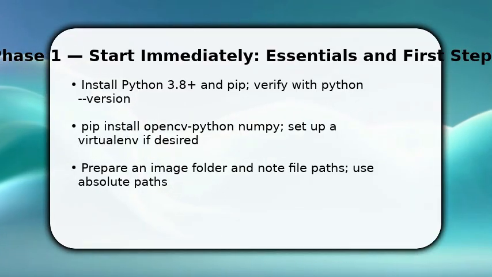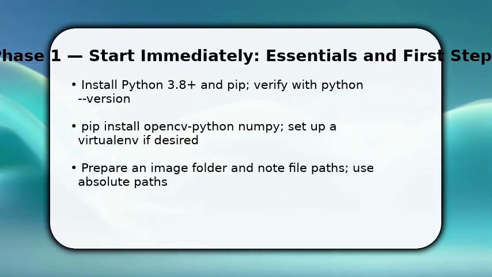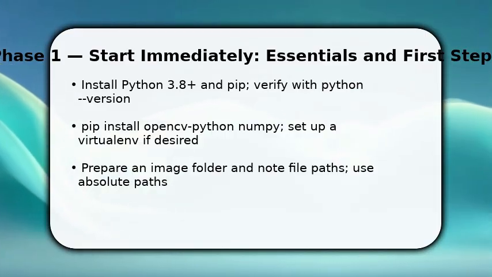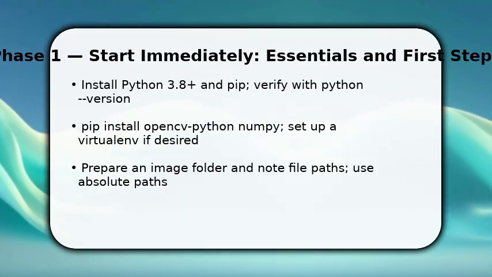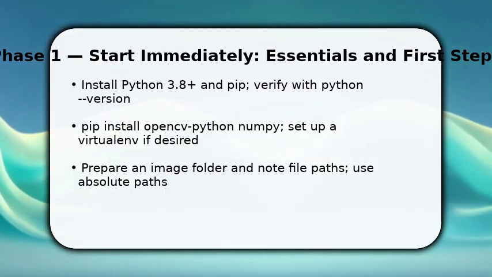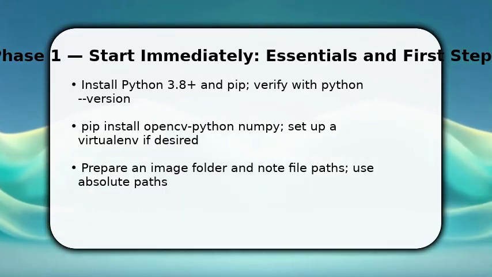Next, place sample images in a known folder and note absolute paths, because relative paths can break when running from editors. Finally, open a lightweight editor, create a new script file, and import cv2 and NumPy to begin. This gets you into actionable coding immediately.